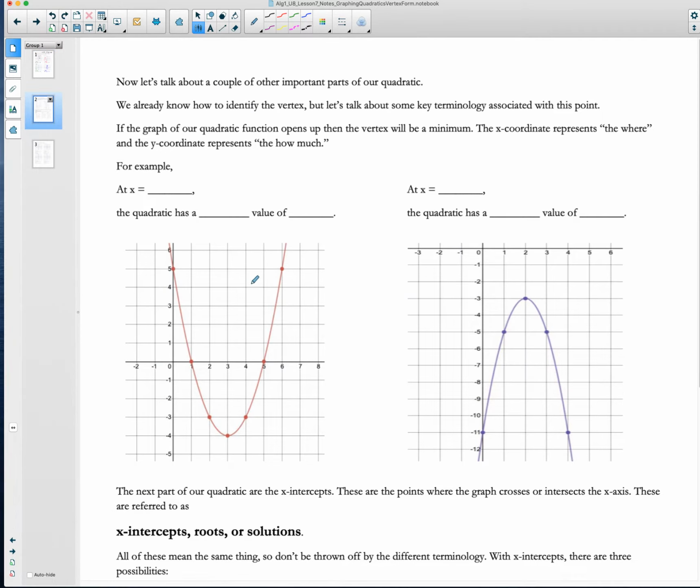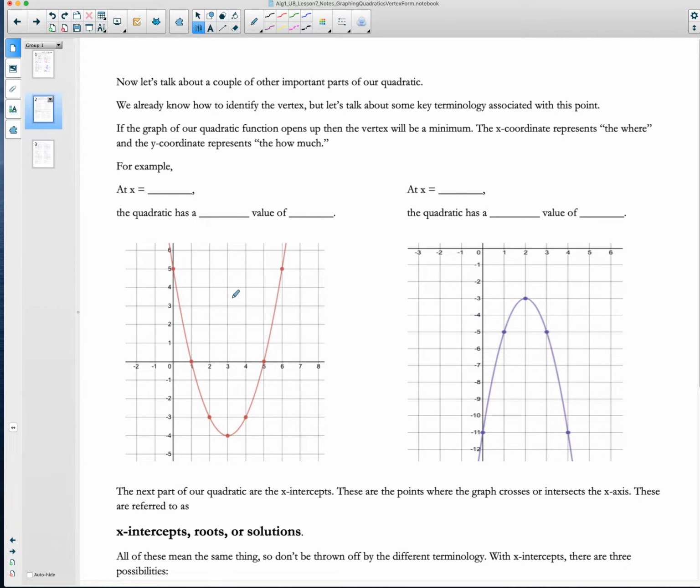If we look at the next page of our notes, when we talk about this, we know the vertex is the most important part of our quadratic. Now, what we know is that a quadratic is either going to open up, like we see here on the left, or open down, like we see here on the right. That means our graph will either have a maximum value or a minimum value, depending on which way that graph opens.